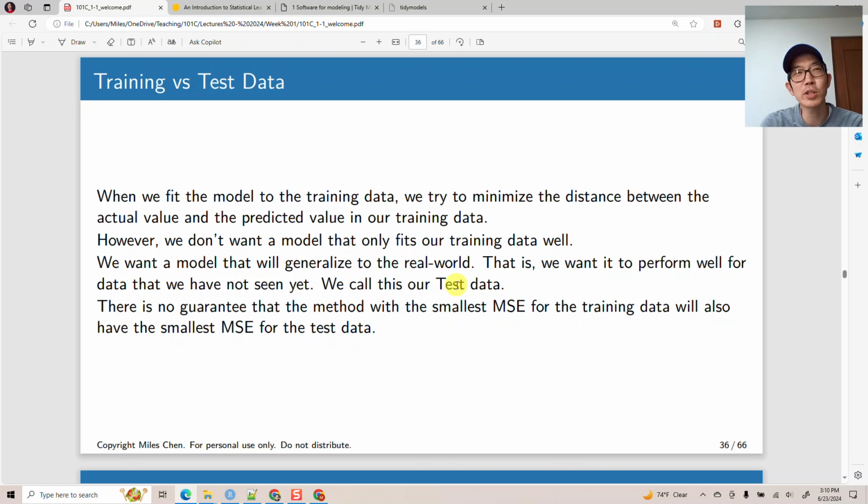So you don't want something where you're just memorizing what you see in your training situation, your practice thing. You want to be able to perform well on problems that you've never seen before. You want a model that's going to generalize to the real world, not just memorize what happened in the training data, but also make predictions on data that we haven't seen. And so what we do is we have our test data. So we have training data and we have test data.